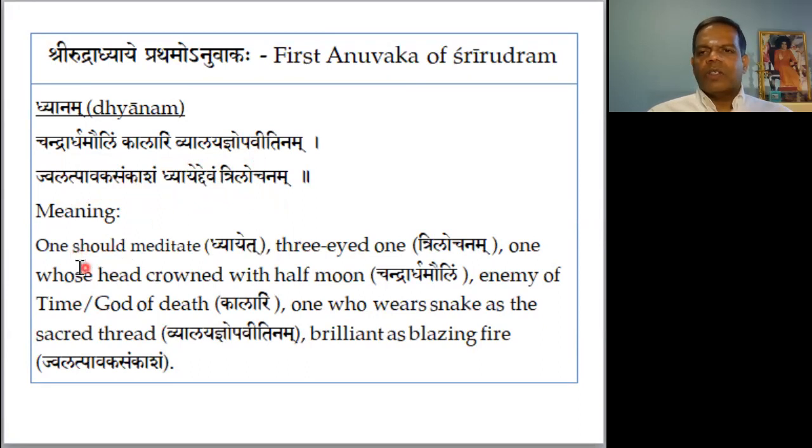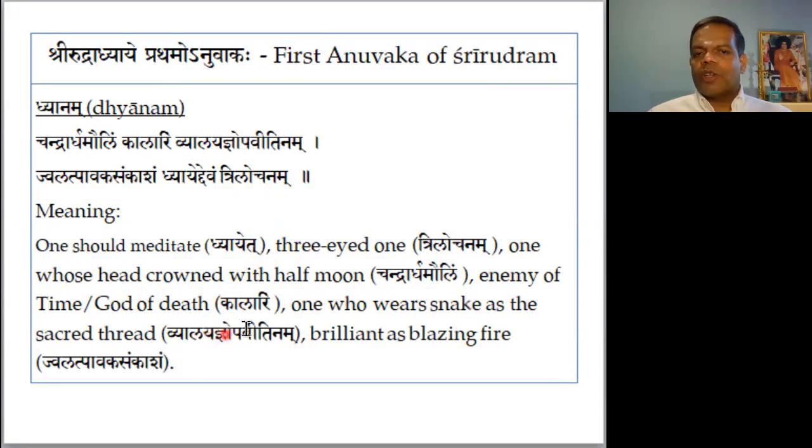Meanings, Dhyayet, one should meditate. Devam, to the Lord. Dhyayet Devam. Trilochanam, one who has three eyes. Three, Lochanam is eyes. The triple-eyed one. Okay, one whose head crowned with half moon. Chandra is moon. Ardha means half. Maulim means one who has it on the crescent or head. Whose head crowned with half moon. Chandrardha Maulim.